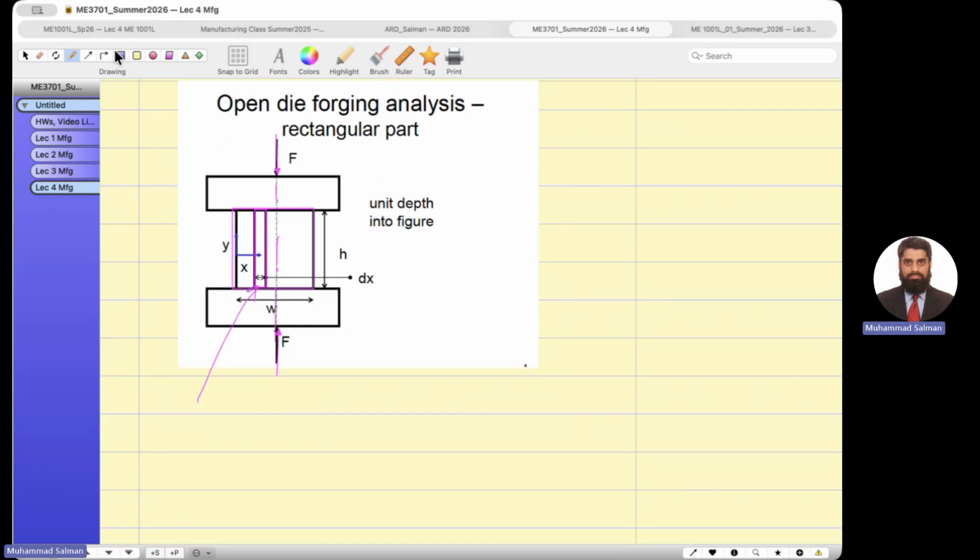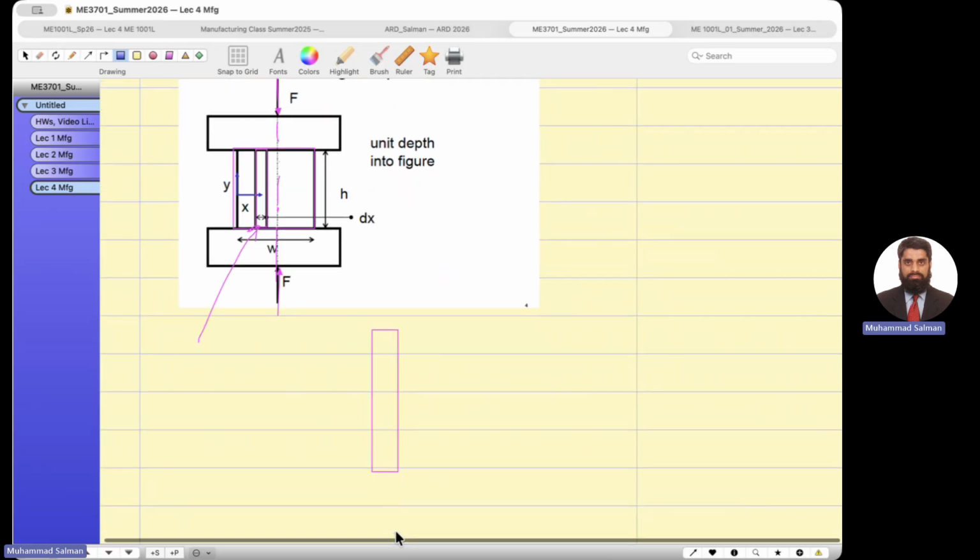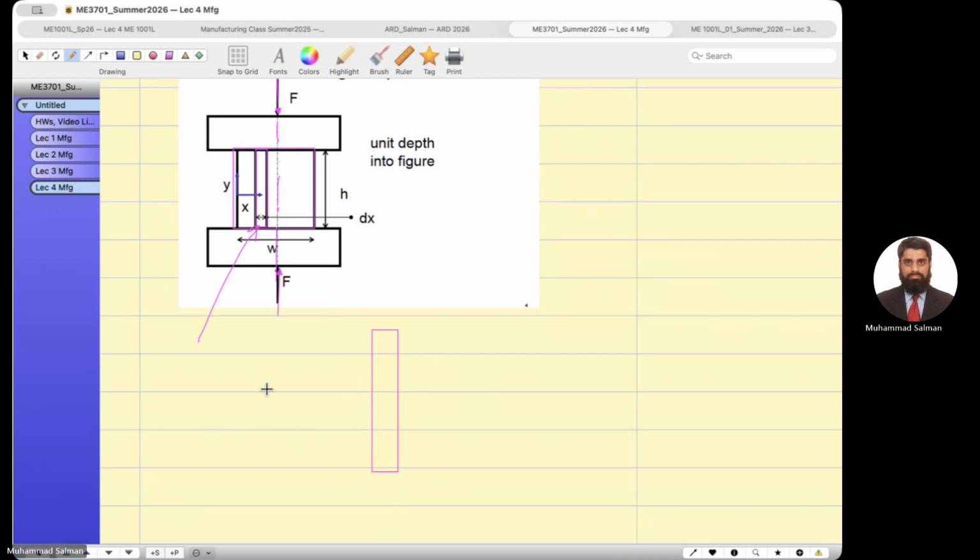Let me show you over here. If I remove this slab, which is for analysis purposes, this is our x coordinate, this is my y coordinate, and this is my z coordinate. In the z direction, we assume it does not change, per unit depth. The depth does not change in the forging process. Only the y reduces, x increases. The width increases, the height reduces.